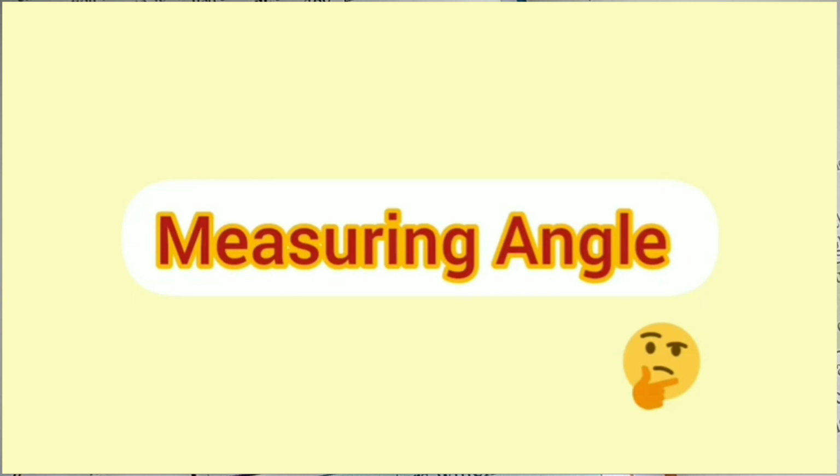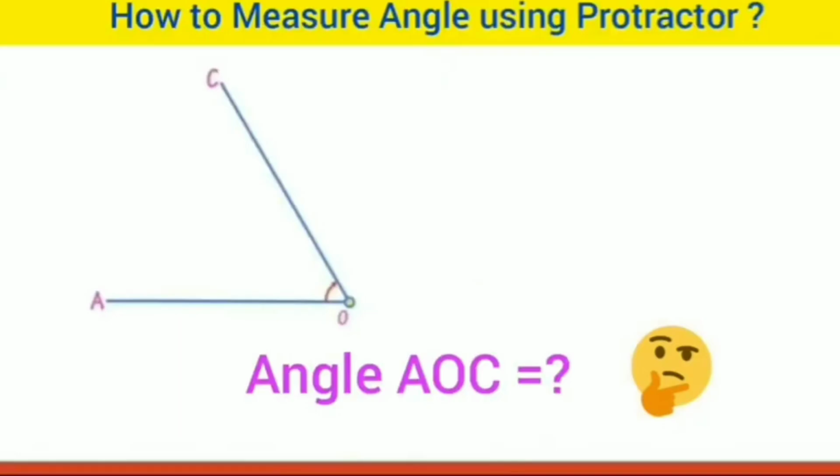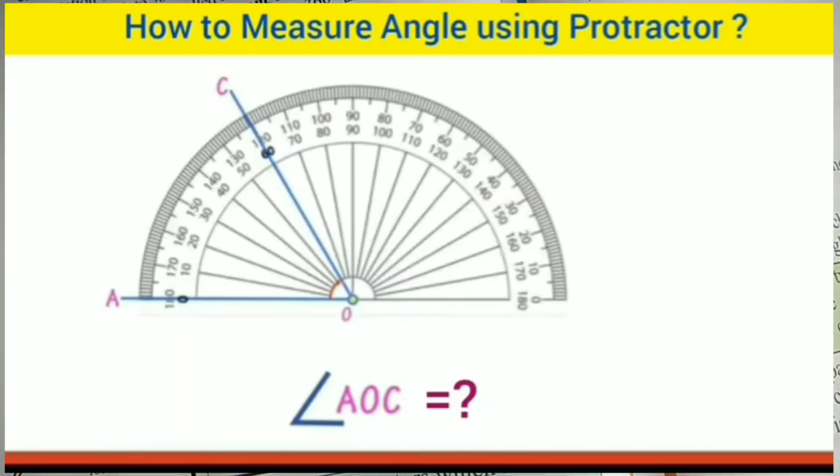Using the protractor, now let us measure the angle AOC. Here is the diagram of angle AOC. To measure an angle, there are two things we need. What are the two things? We need to keep one arm of the angle at 0 degree, and the vertex of the angle must be at the center of the protractor. Very important.